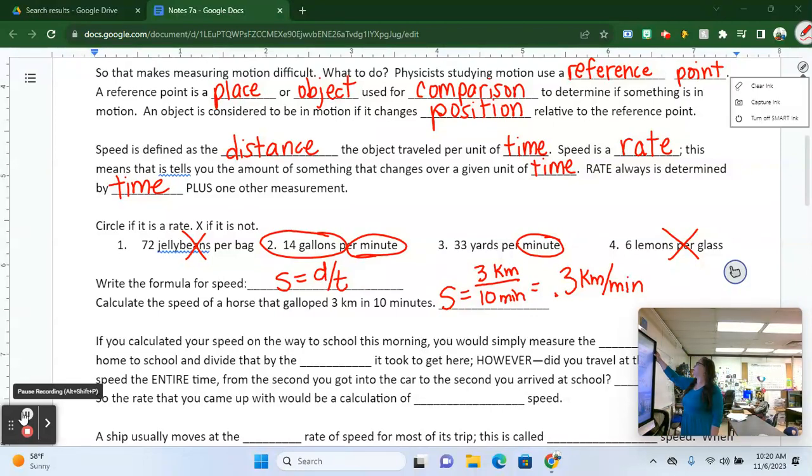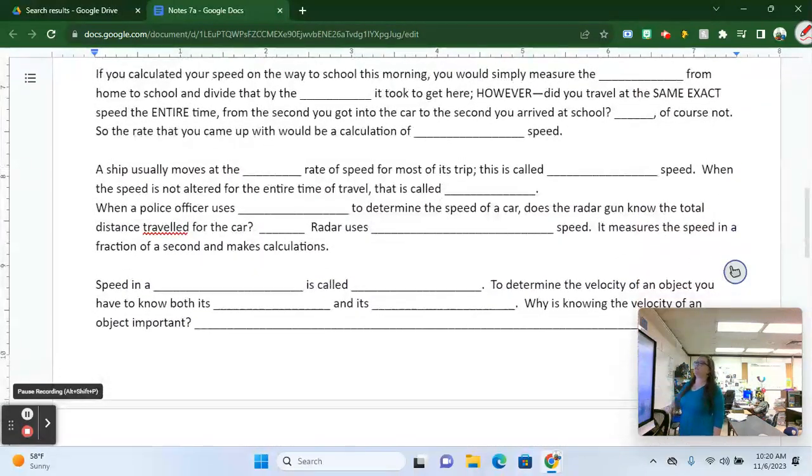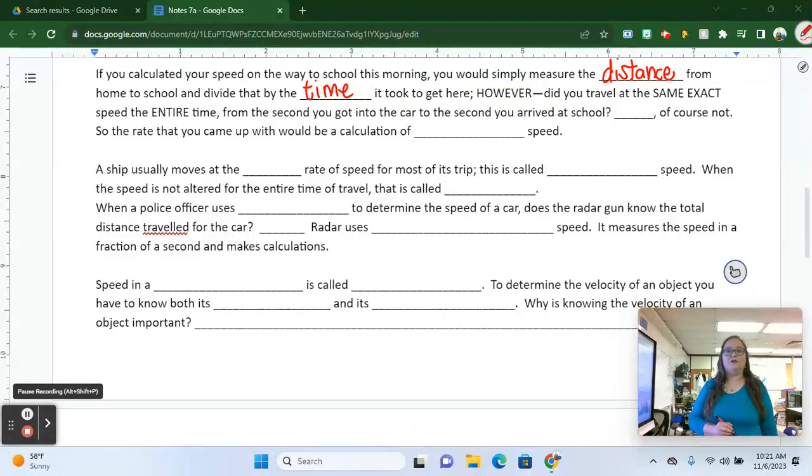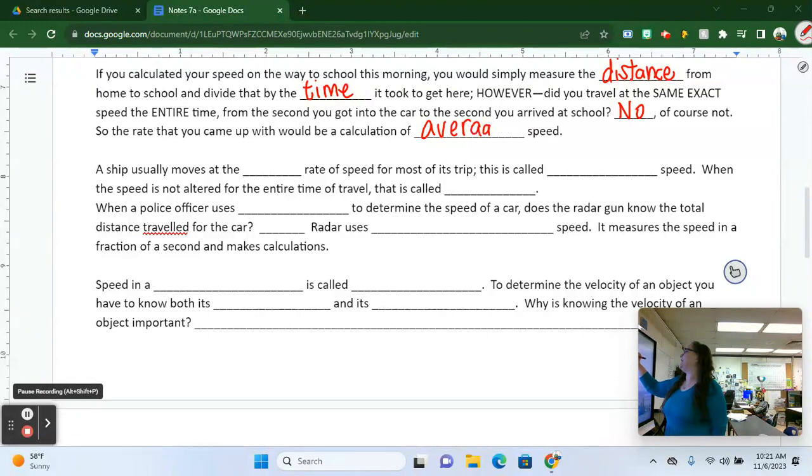Again, pause it if you need to. I'm clearing it. If you calculated your speed on the way to school this morning, you would measure the distance from home to school and then divide that by the time it took to get here. However, did you travel at the same exact speed the entire time from the moment you got into the car until the moment you arrived at school? No, especially if you had to drive through Crewe or Blackstone. Like, you have to slow down through town like that. So what you are getting when you do that is an average speed. So what you did was calculated your average speed. You took your distance by the time it took, and that gave you the average speed that you traveled.